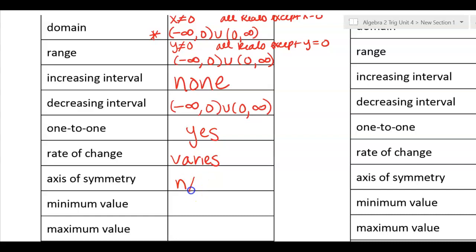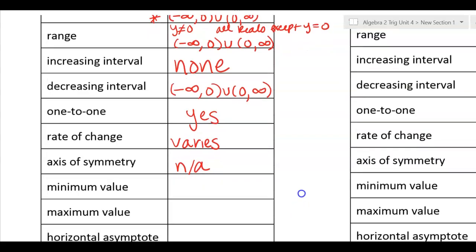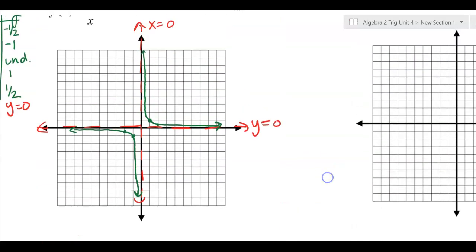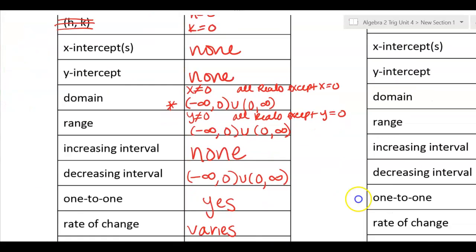The axis of symmetry is not applicable. Okay, minimum and maximum values. Does the graph have a minimum value? Like a bottom where you say that is the absolute bottom, that's the lowest y value this graph hits? No. Does it have a maximum value? No. So both of those are none.